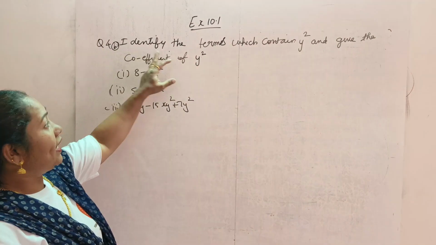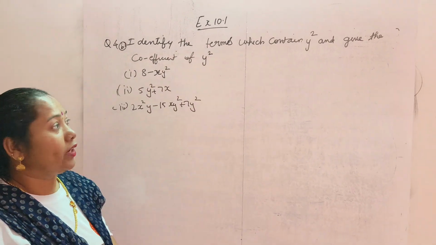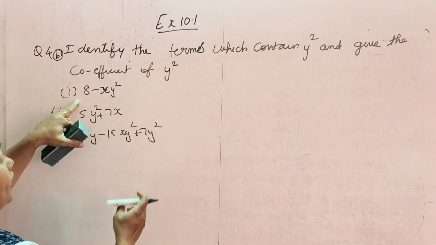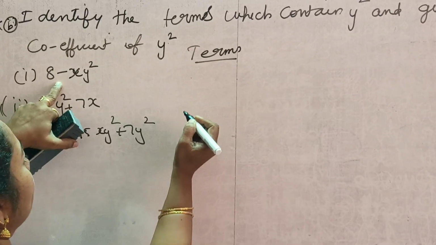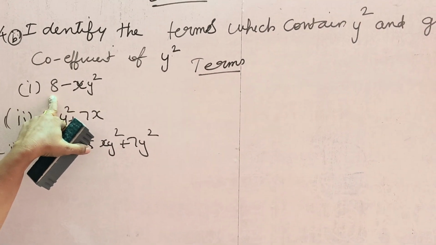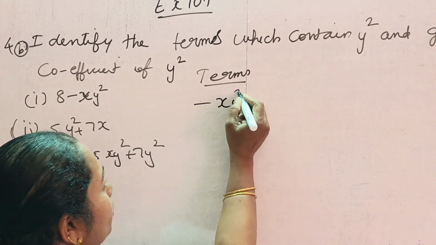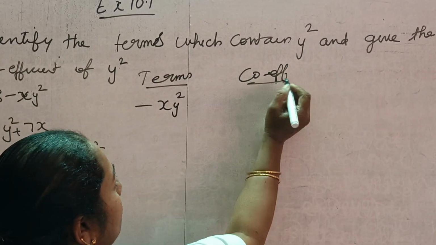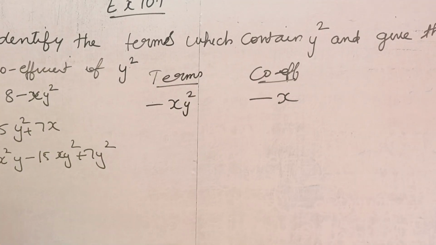Now identify the terms which contain y squared and give the coefficient of y squared. So we have to find the terms which have y squared. In this case the terms are 8 and minus xy squared. We don't have to consider 8. Minus xy squared is one term, and the coefficient is, without y squared, minus x. So the coefficient is minus x.